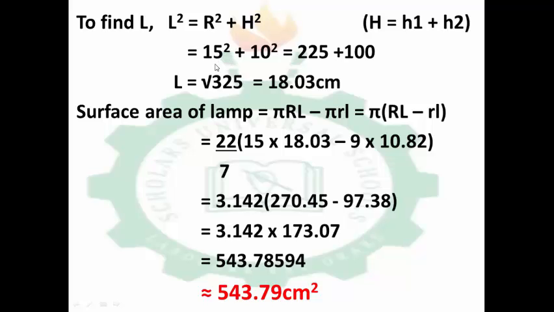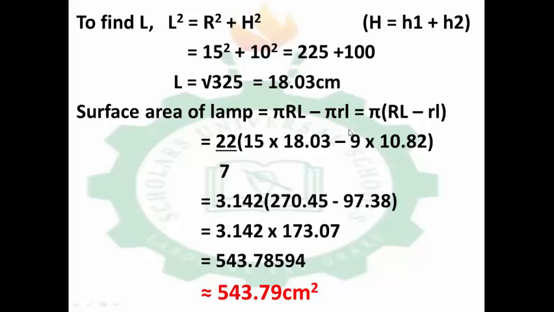Now, the surface area of the lamp that we have to find will be equal to pi R L for the bigger cone minus pi r l for the smaller cone. Now let's substitute the values we got. For the bigger cone, we got capital L to be 18.03, and for the smaller cone we have l to be 10.82.